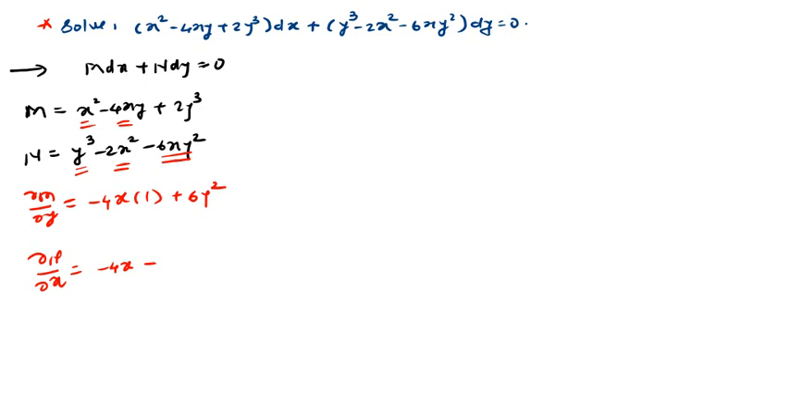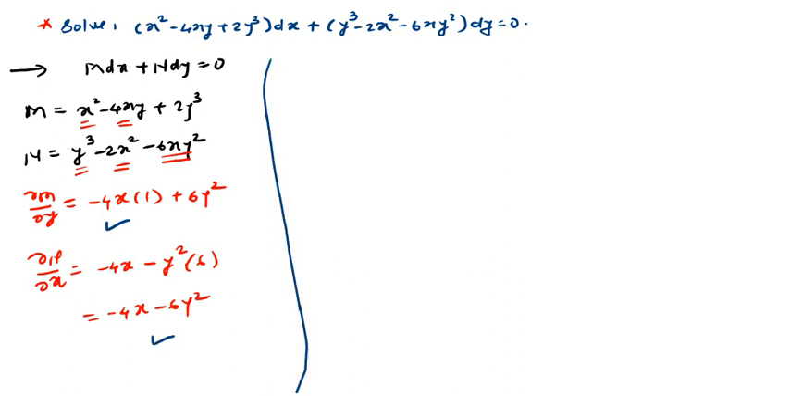Okay, so y square will be constant. And the derivative of 6x with respect to x will be 6. So what we see here is minus 4x minus 6y square. And if you observe again, this term and this term are both equal. So finally we can say ∂M/∂y equals ∂N/∂x. This implies the given differential equation is an exact differential equation.